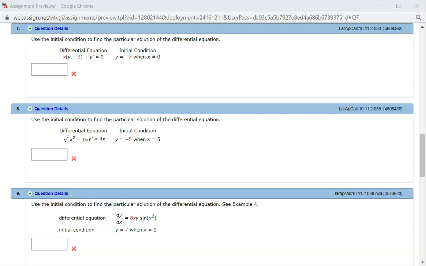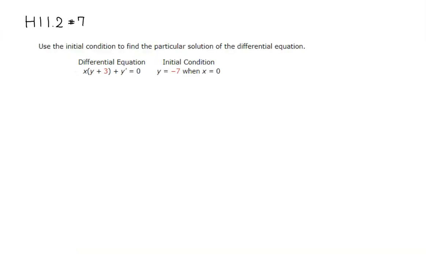Alright, let's look at homework 11.2, problem number 7. Let's solve this separable equation. Since this is a separable equation, I'm going to put all the y's on the left and all the x's on the right. So let's do that.